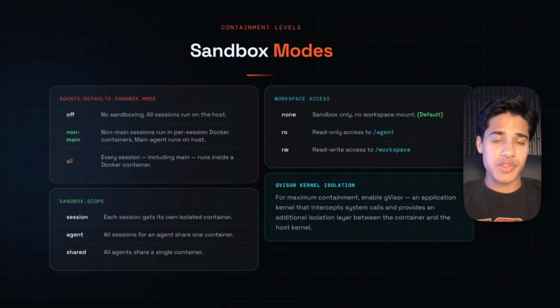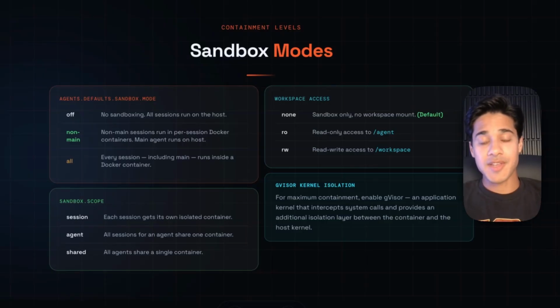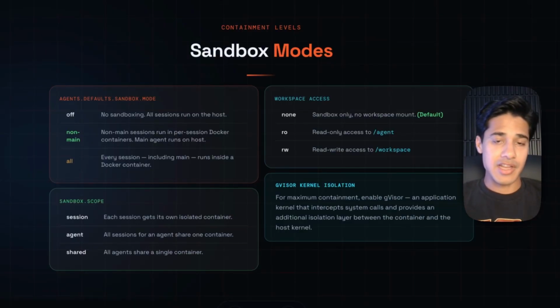Workspace access controls what the sandbox container can see. The default is none, so the sandbox has no access to the workspace at all, just its own file system. RO gives it read-only access, mounted at /agent. RW gives it read-write access, mounted at /workspace.